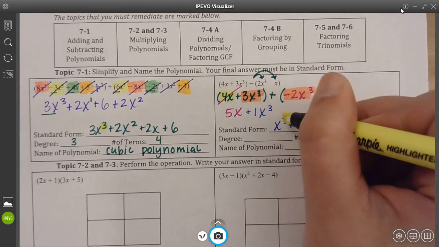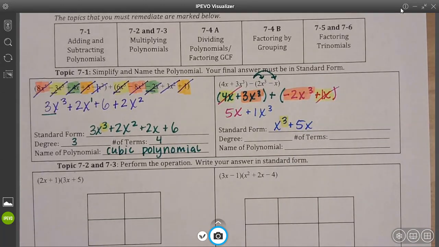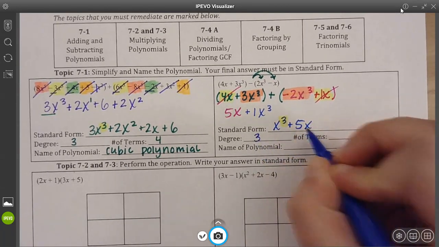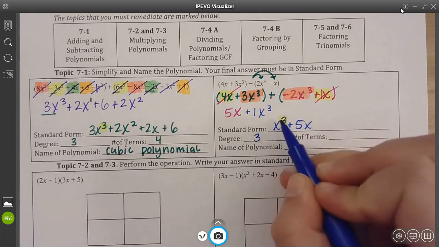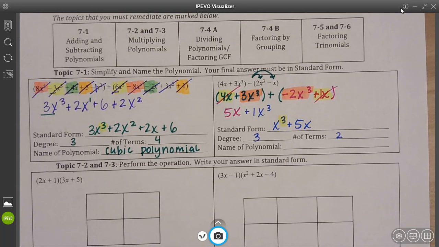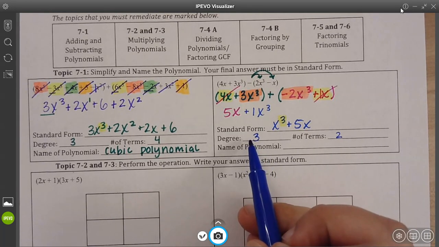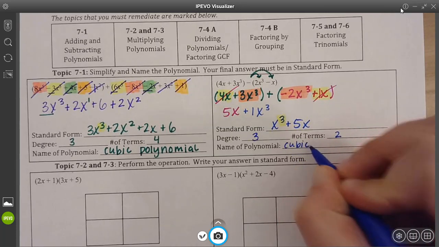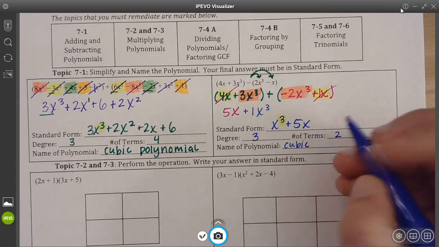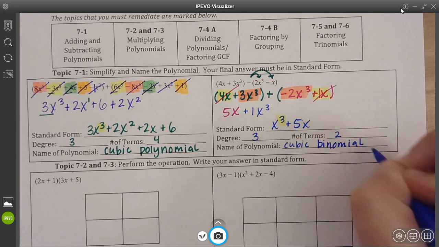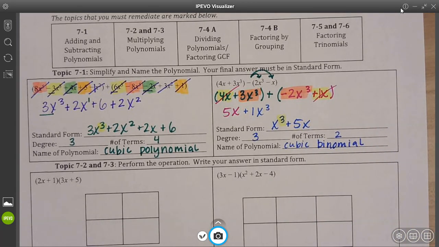My degree is the highest exponent that we have. The highest exponent here is 3. The number of terms, I have 1 over here, 2 over here. So there's 2 terms. So the way we're going to classify this, again, first the degree is 3, so we call that a cubic. And when we have 2 terms, we call it a binomial. I think of a bicycle meaning 2, a binomial.